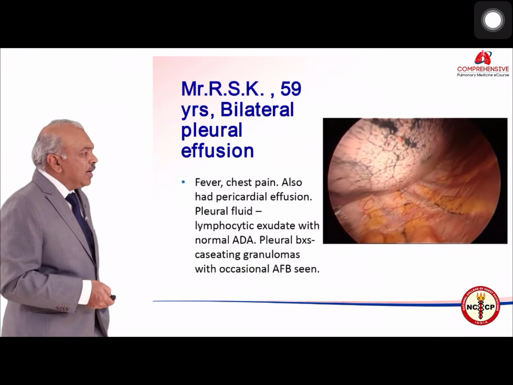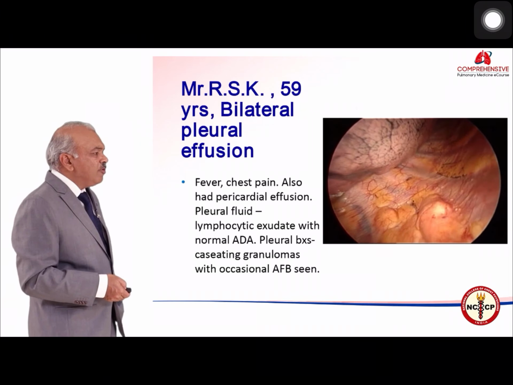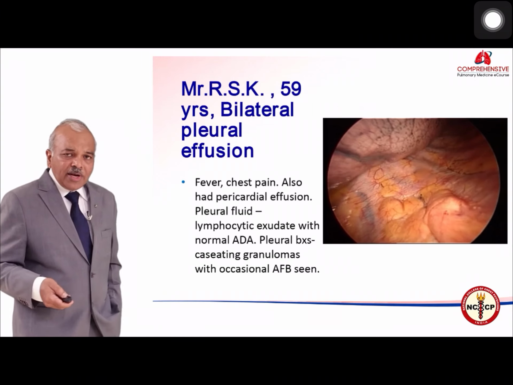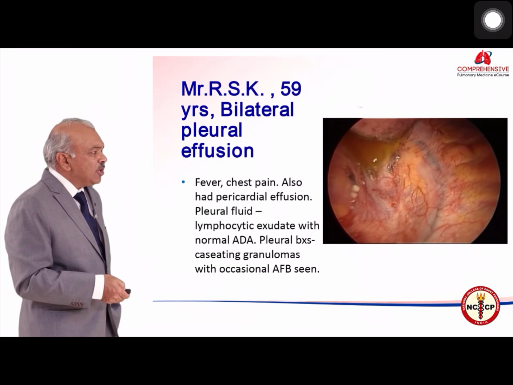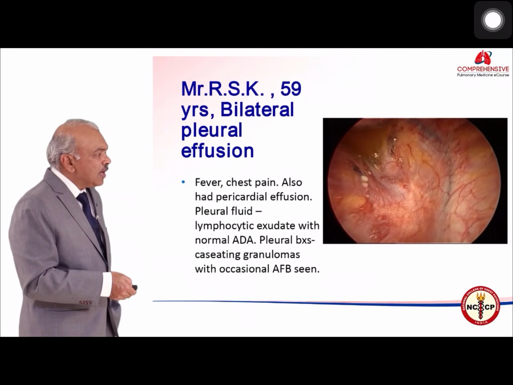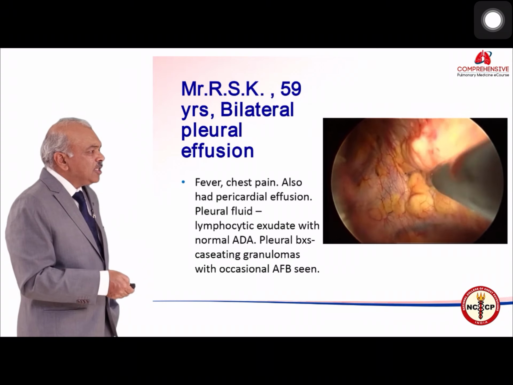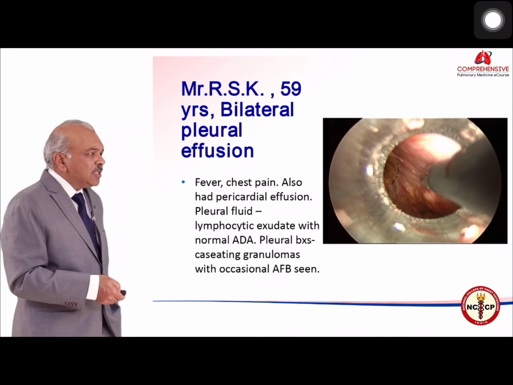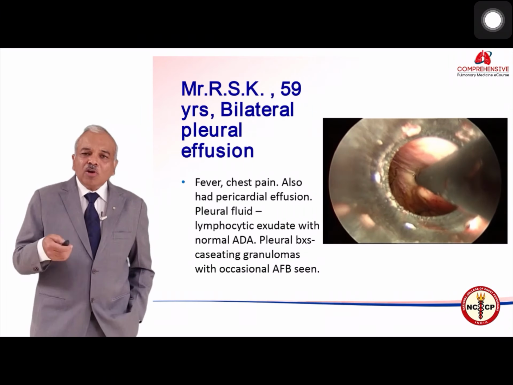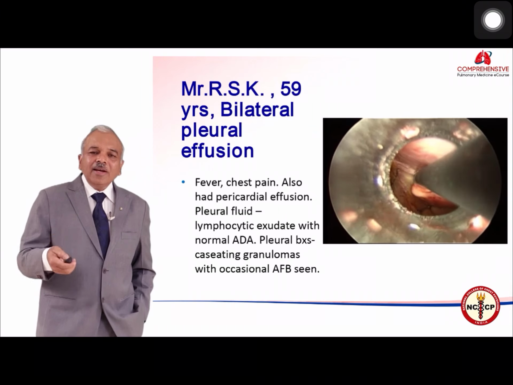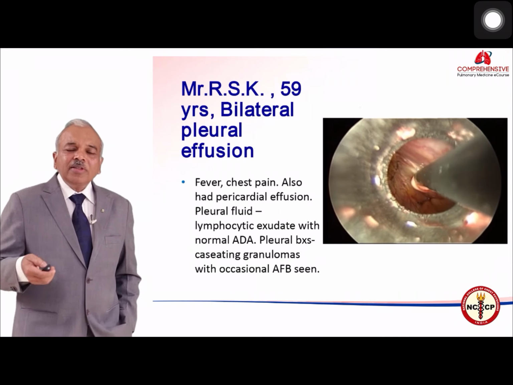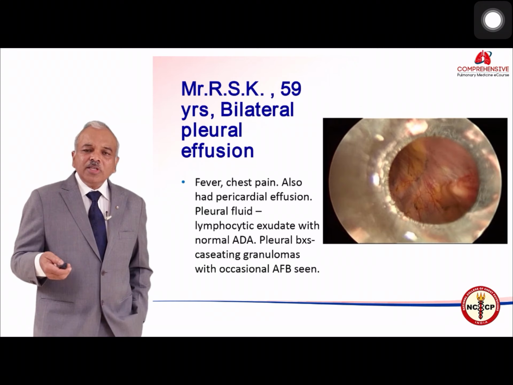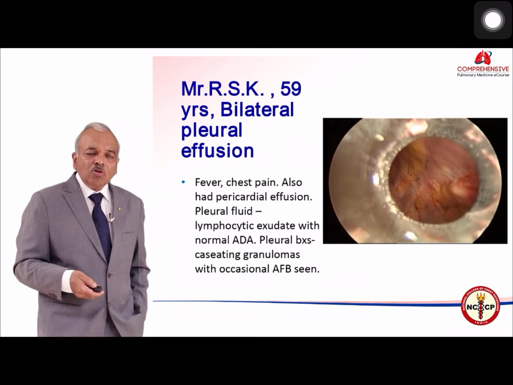Another case, 59-year-old, bilateral pleural effusion, fever, chest pain, also had pericardial effusion. Pleural fluid lymphocytic exudate with normal ADA. Now look at this pleura, it is actually looking quite normal, but you see these small nodules? These pleural nodules came out to be caseating granulomas with occasional AFB. But you can imagine that if one tries to pick these nodules with a closed pleural biopsy, it is like finding a needle in a haystack. There is actually no hope that you can pick up this kind of small nodule in the pleura with a closed pleural biopsy. There is every likelihood that you are going to miss it on a closed pleural biopsy.